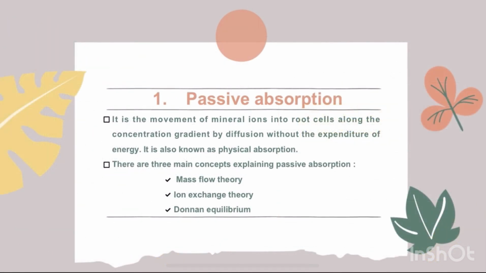Passive absorption. It is the movement of mineral ions into root cells along the concentration gradient by diffusion without the expenditure of energy. It is also known as physical absorption. There are three main concepts explaining passive absorption: mass flow theory, ion exchange theory, and Donnan's equilibrium.